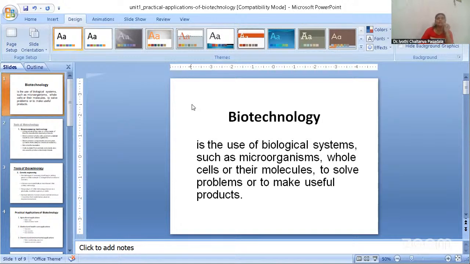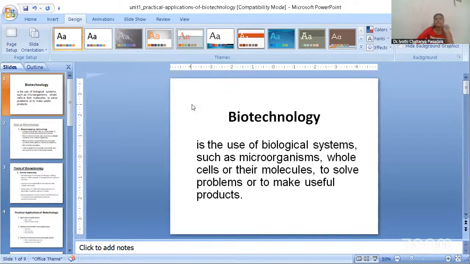So biotechnology is the use of biological systems or living systems to modify or manipulate them for the development or improvement of products for various purposes. It is widely employed in different fields, and agriculture is one among them.